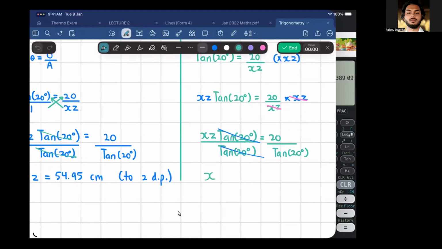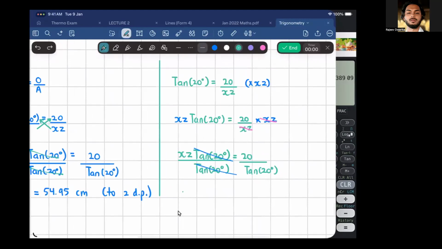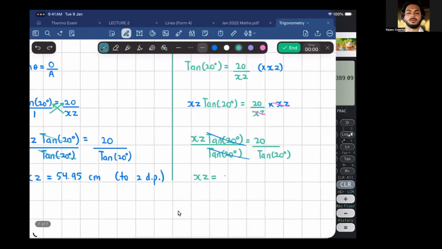Right, Simran, so you much prefer this other method. Okay, that's not a problem. If you understand something, stick with it and just keep going. The answer is 54.95 centimeters to 2 decimal places.